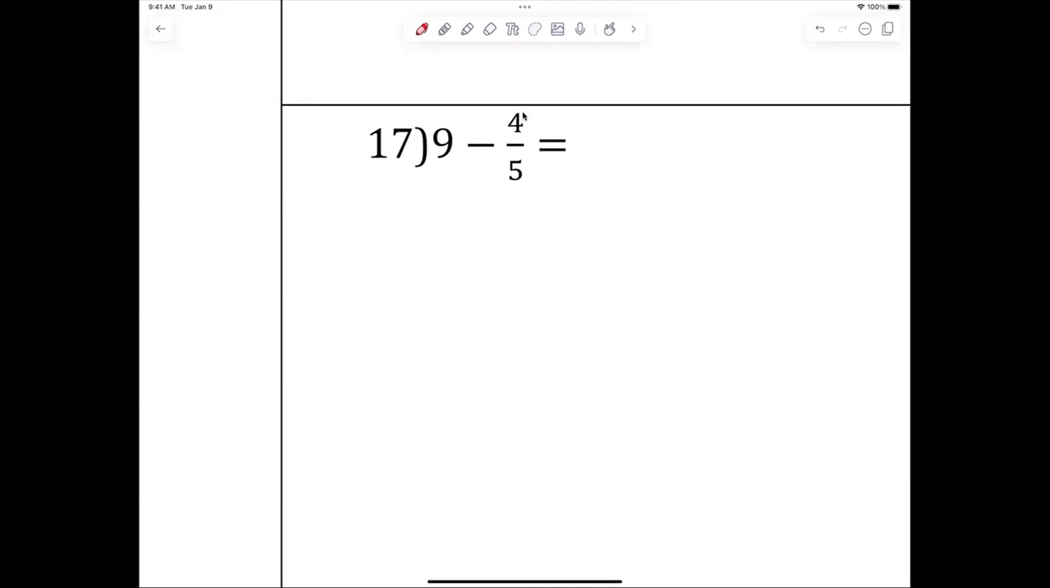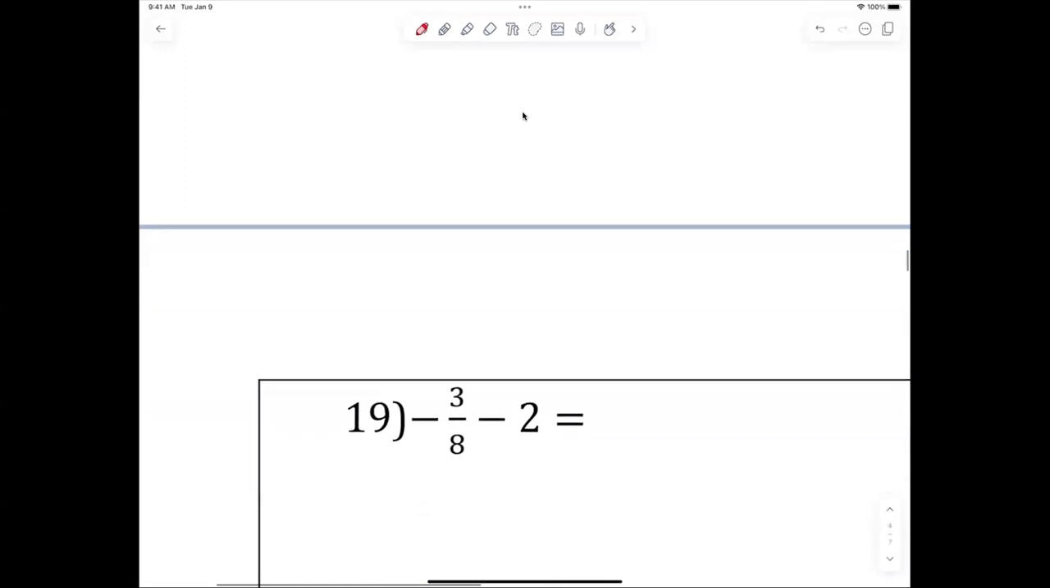Close, close. You have 9 pizzas. You ate 4/5 of one. How much pizza is left? 8. There you go. 8 1/5. Very happy with that. Is everybody okay with that? You have 9 pizzas. You eat 4/5 of one. There's 1/5, or one piece left out of the 5. All right, that was a good one.